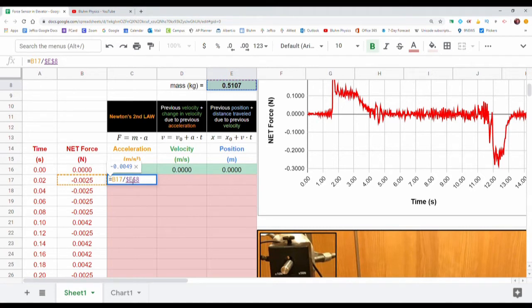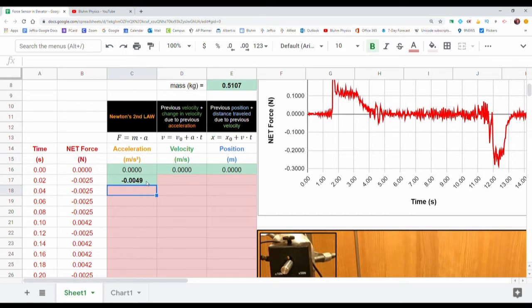A dollar sign in front of the letter would keep it from moving columns as I copied it to the right. A dollar sign in front of the number would keep it from moving down rows as I copied it down. If you don't have a keyboard with F keys, you would just have to put your cursor there and then type in a dollar sign. All right, and the cell did turn green because I had the correct formula there.